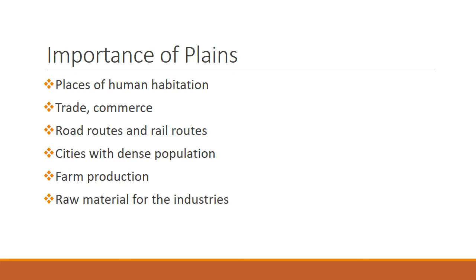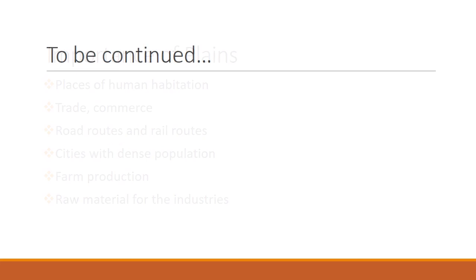Fertile land is more useful for farm production. Farm produce supplies raw material for the industries. For the industries, the raw materials are also from the farm production of the fertile plains. That was all about plains.